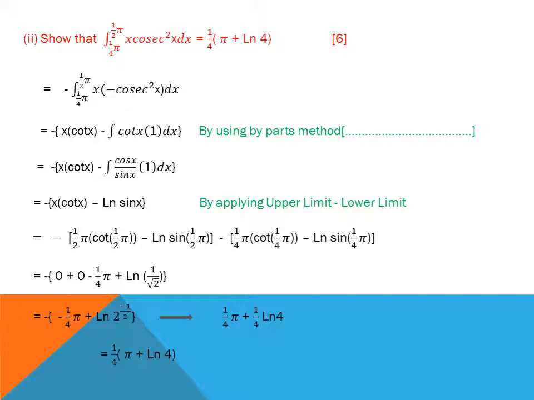So if there is a derivative in the numerator and the function in the denominator, we should apply the ln rule. So the integration of cos x over sin x is ln of sin x. Then I applied the upper limit minus the lower limit. The upper limit is pi by 2 and the lower limit is pi by 4. First I applied the upper limit pi by 2 in place of x, then I put a negative sign, then applied the lower limit pi by 4. When I simplify this, the final answer is 1 by 4 pi plus ln of 4.